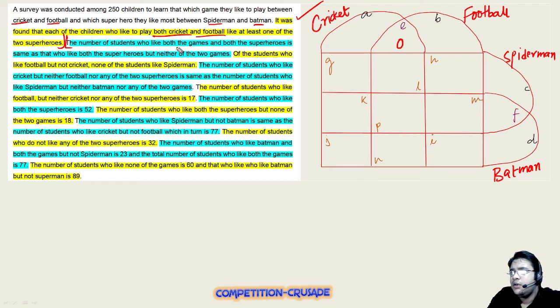The number of students who like both the games and both the superheroes is same as, okay, so first of all, we will decipher it in parts. Both the games and both the superheroes. I have just mentioned in the previous slide that it is going to be this region. Okay, this P region. This P region, it will be this P region.